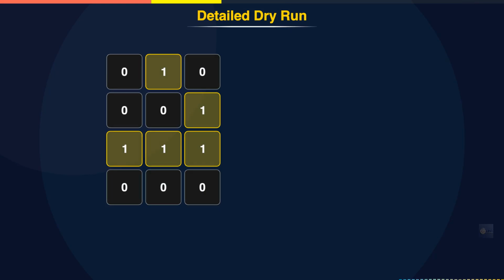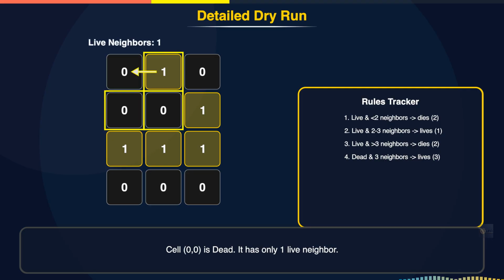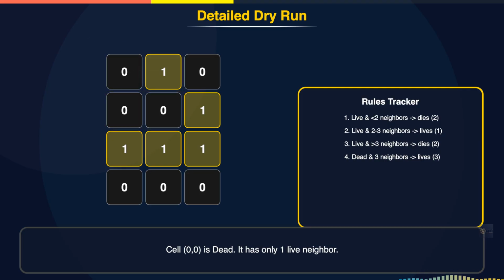Let's dive into the dry run. Look at the board. We start at row 0, column 0. This cell is dead. It has only one live neighbor, at 0, 1. Since it needs exactly 3 neighbors to become alive, it stays dead.